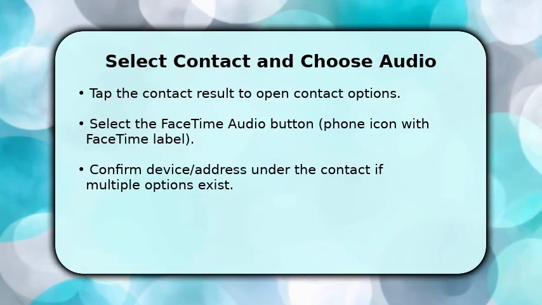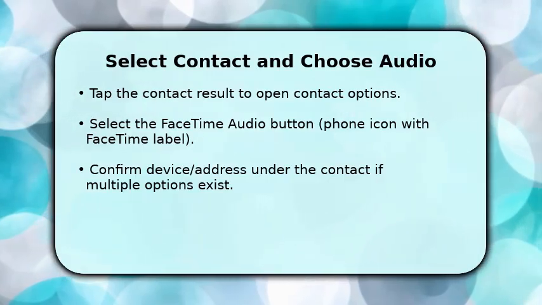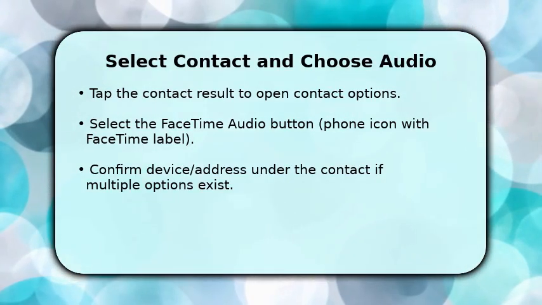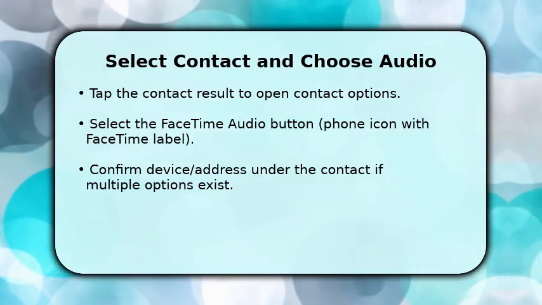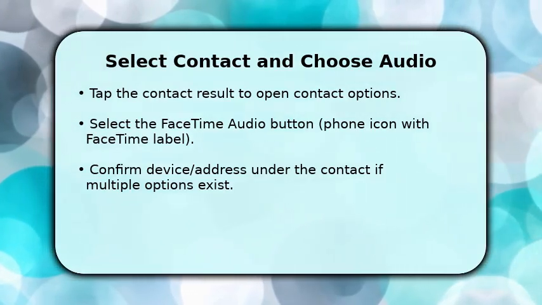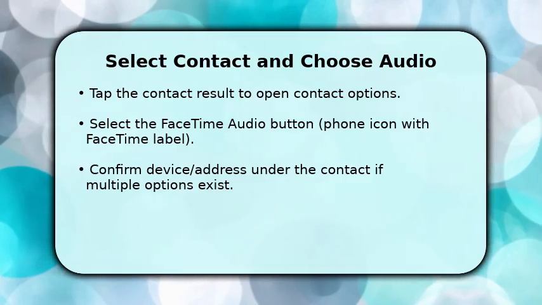After finding the contact, you tap their name to reveal available communication methods. FaceTime displays video and audio options. Choose FaceTime audio by tapping the audio icon so the call uses internet audio rather than cellular voice.